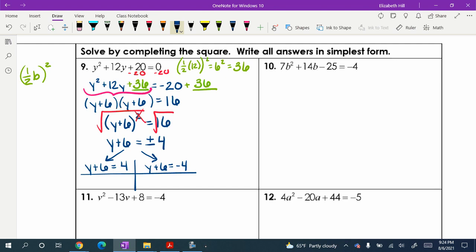So we solve, and I subtract 6, y equals negative 2. Subtract 6 here, y equals negative 10. And those are our two solutions.